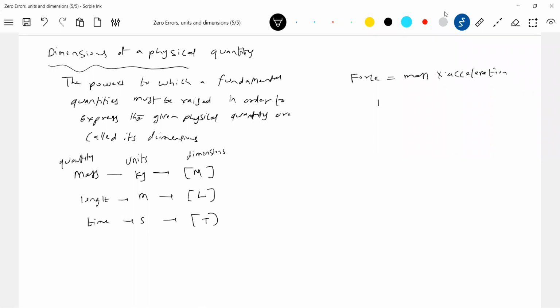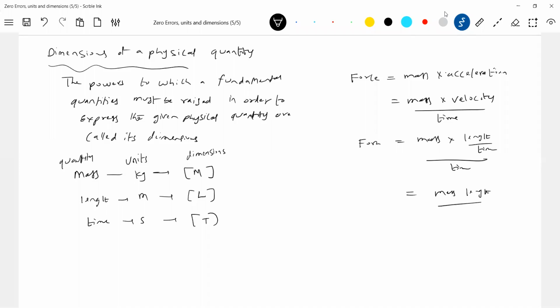So what is force? You're going to write mass into acceleration. What can we write further? Acceleration is velocity by time, and this becomes length by time by time. So altogether, what can you write? Mass, length, time square. This is a derived quantity.